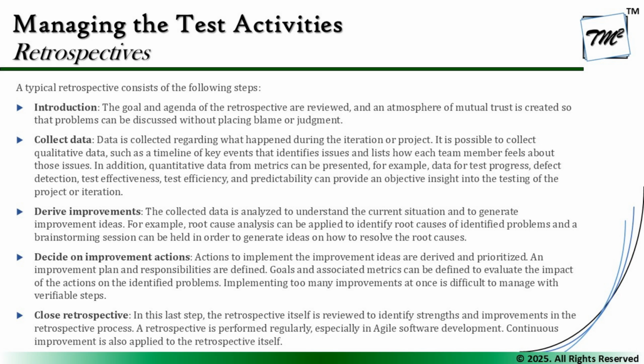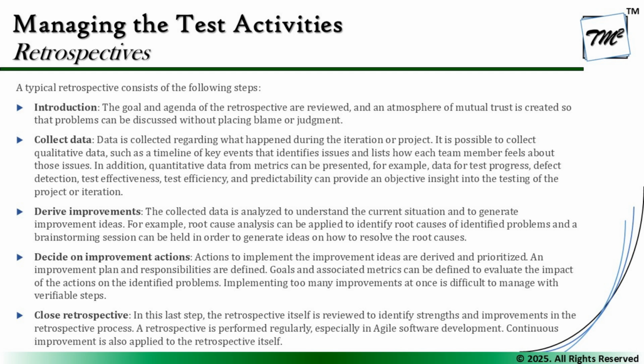Then second is, of course, we collect the data, and data is collected regarding what happened during the iteration or the project. If it is agile, it is iteration. If it is sequential, then it is once at the end of the project. It is also possible to collect the qualitative data, such as timeline of key events that identified issues and list how each team member feels about those.